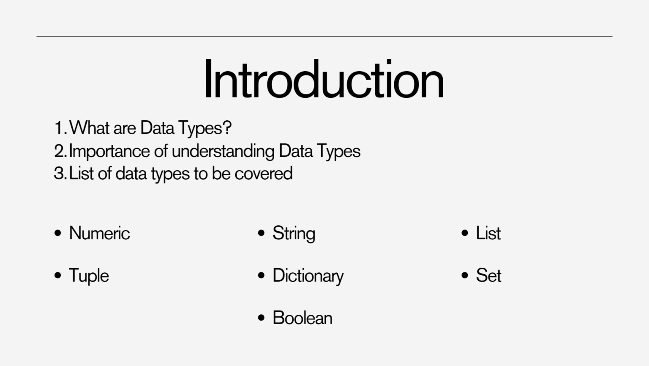In programming, data types are used to classify the type of data that a variable can hold. Python has a variety of built-in data types that can be used in your program. Today we will cover the most common ones. They are numeric, string, list, tuple, dictionary, set, and Boolean.